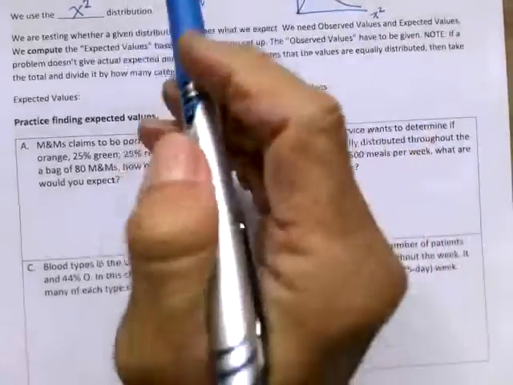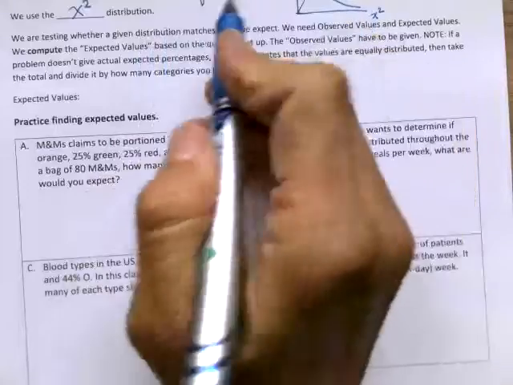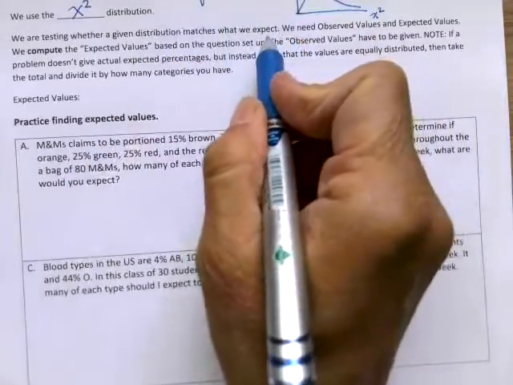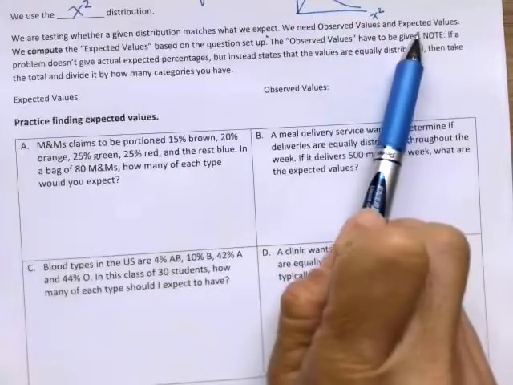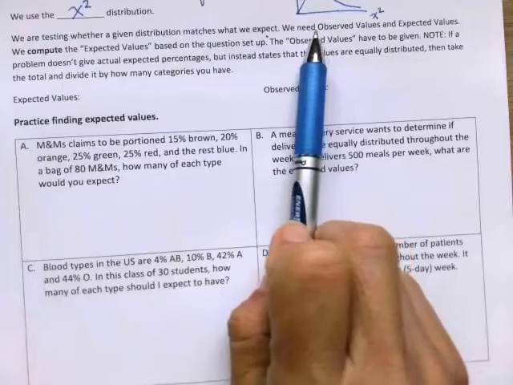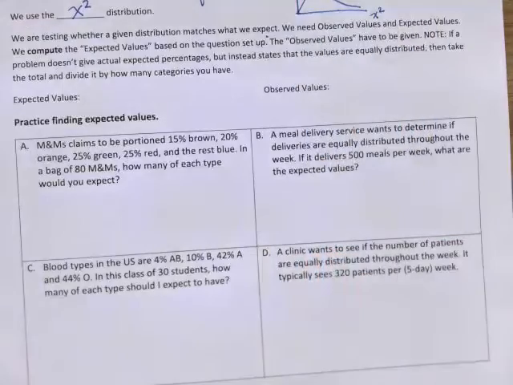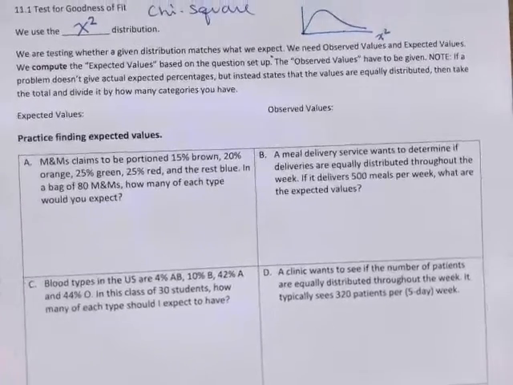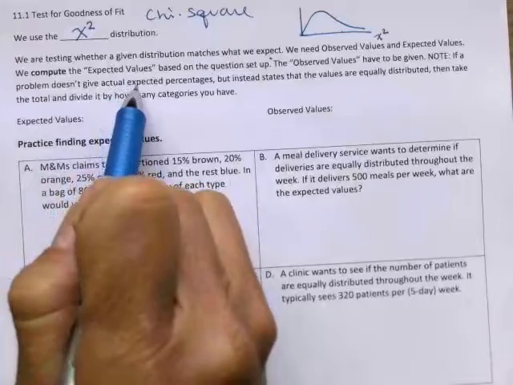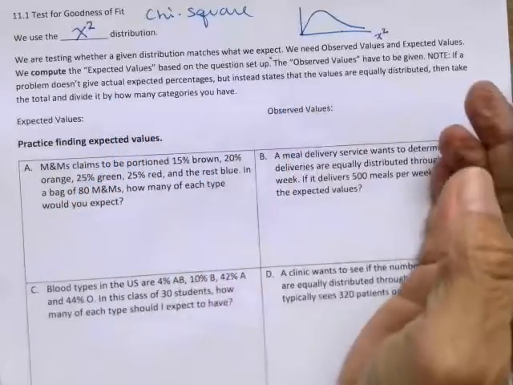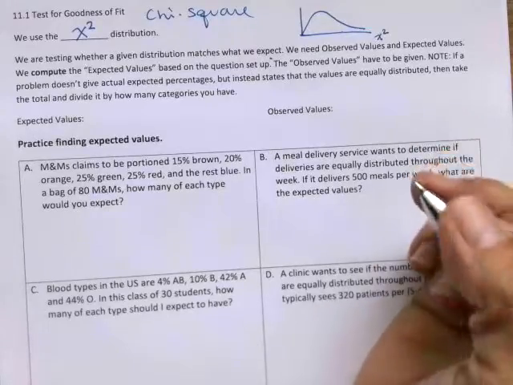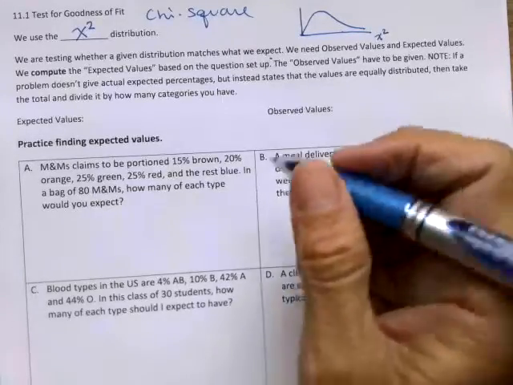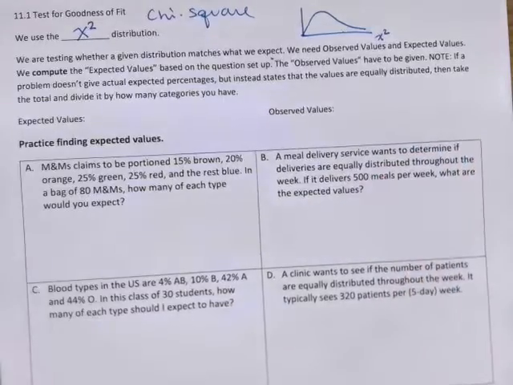So what we're going to do is test whether a given situation matches what we expect. To do these tests, we're going to need observed values and expected values. Observed is what you actually see. Expected is what you would expect based on the hypotheses. We are going to be computing the expected values. Because it's all set up for us now, I'm going to have to tell you what the observed values are. If you were running your own experiment, you could predict what you would expect, then go out and do your observation, and see if they match.